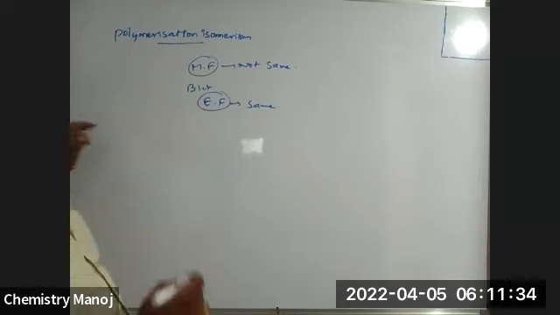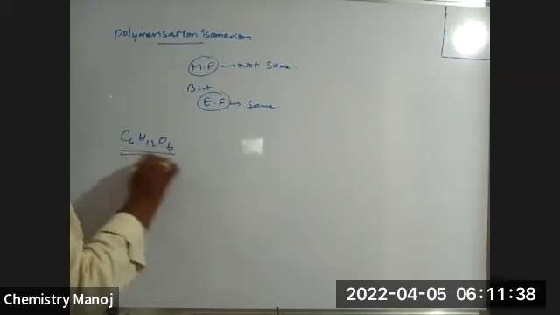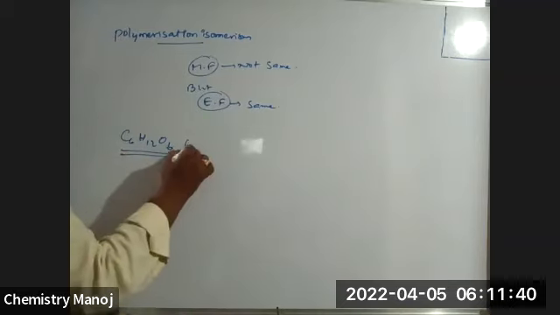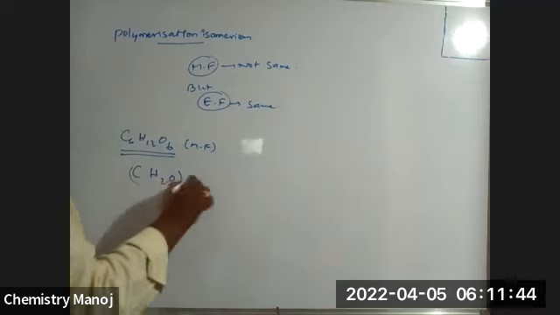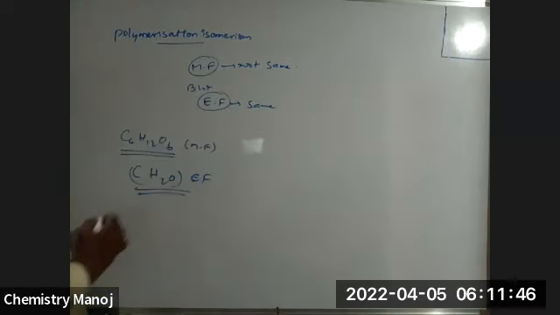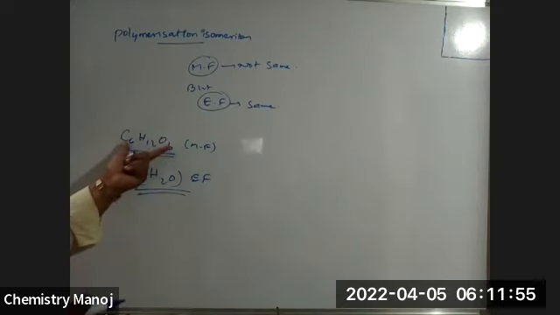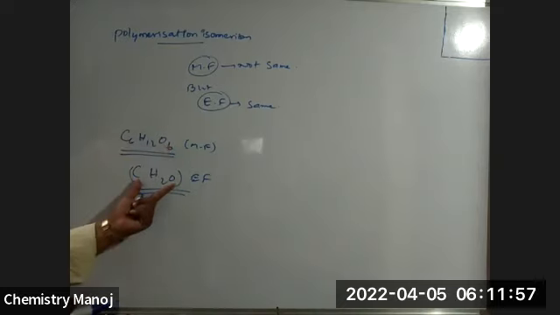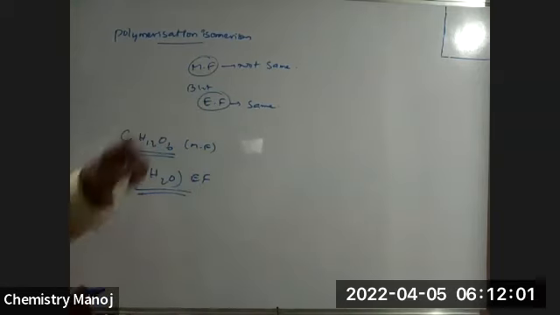Okay? So, C6H12O6 is the molecular formula of glucose. But CH2O is the empirical formula of glucose. That is, the atoms are in the simplest ratio. The molecular formula gives the exact number of atoms, and the empirical formula gives the simplest ratio. Here, the molecular formula is not the same, but the empirical formula is the same.